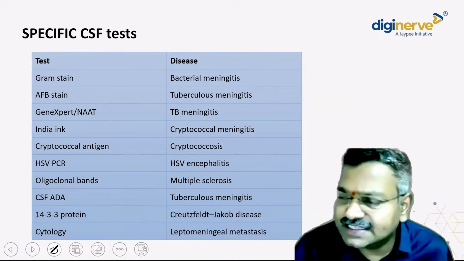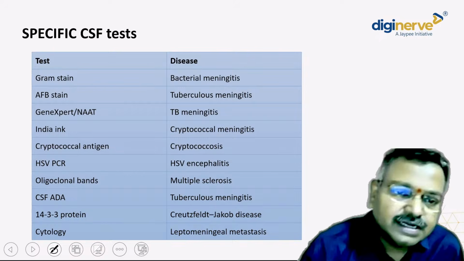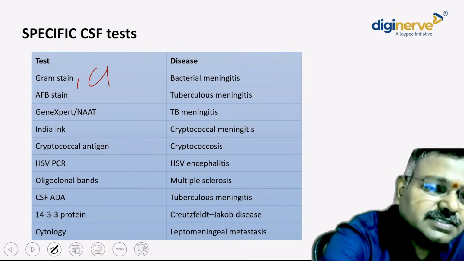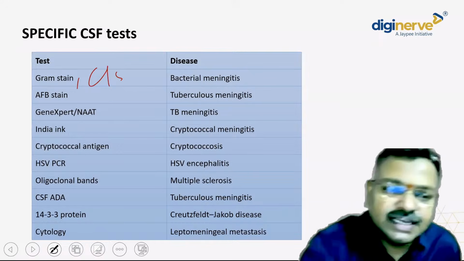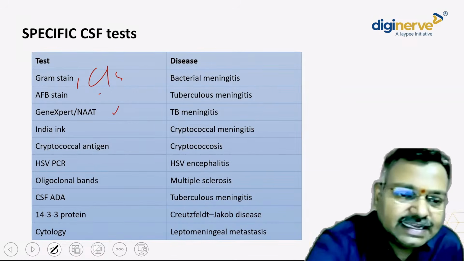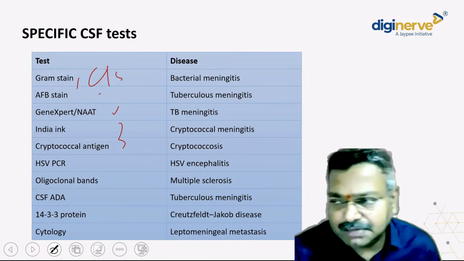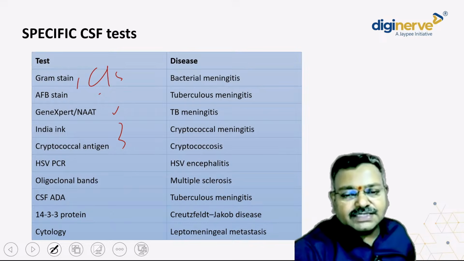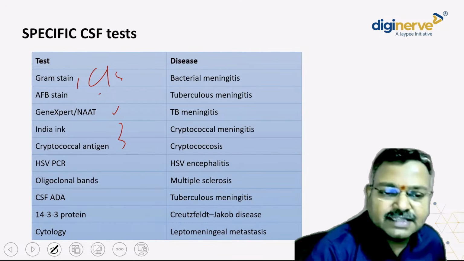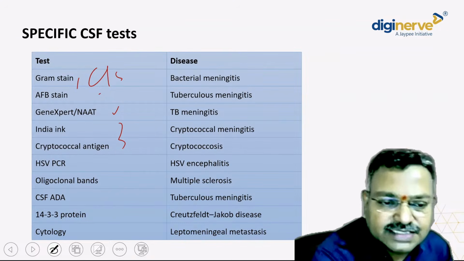Certain specific things that you can do for the CSF: Gram stain, you can do for the bacterial meningitis, you can do the culture sensitivity also. AFB stain and GeneXpert CBNAAT for TB meningitis. India ink and cryptococcal antigen for your cryptococcal meningitis. Herpes simplex, especially encephalitis, you can do the PCR. For multiple sclerosis, we do the oligoclonal bands. For tuberculosis, you can do the CSF ADA also.